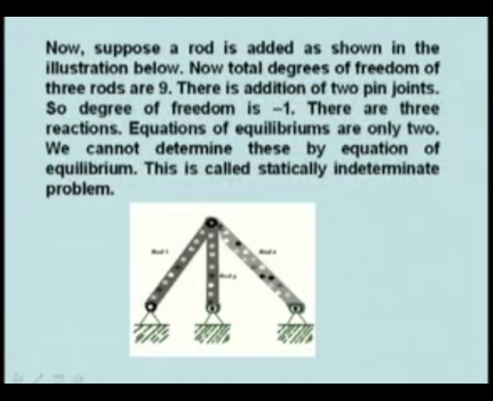Now the degree of freedom is basically minus 1. Why? Because we have a total of 9 degrees of freedom, but now we have 1, 2, 3, 4, 5 pins. Each one will suggest 2 degrees of freedom. Therefore, we have 9 minus 10 is equal to minus 1.